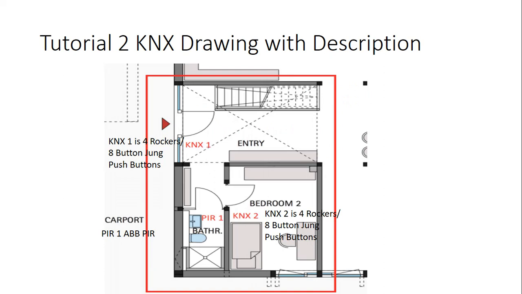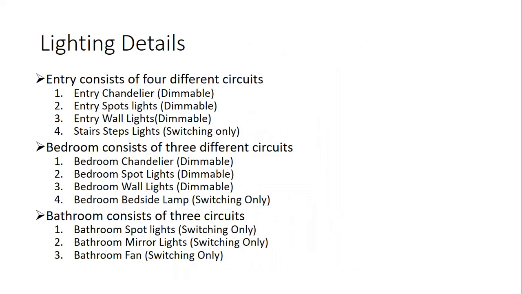So it's the same drawing, the same example we did in tutorial 1, but the only change is that in this tutorial I'm using Young's push button and Young's switch / blind actuator. The dimmer is the same, the lighting, PIR, everything is the same, the lighting circuit exactly the same. So the same lighting details, which we discussed in tutorial 1.